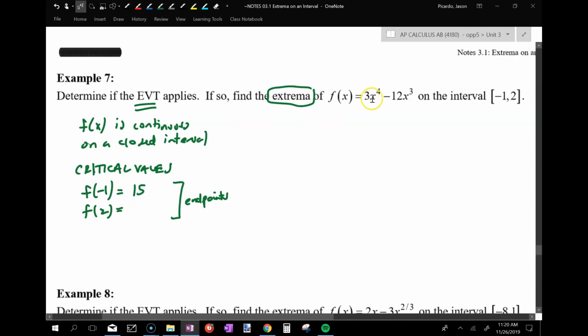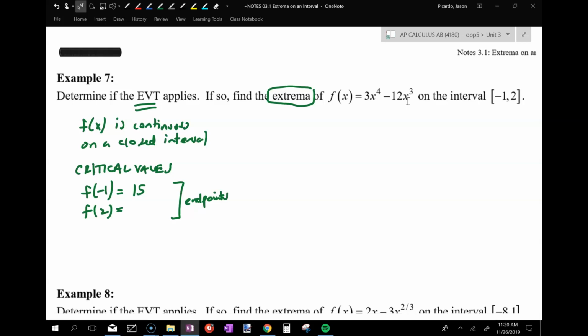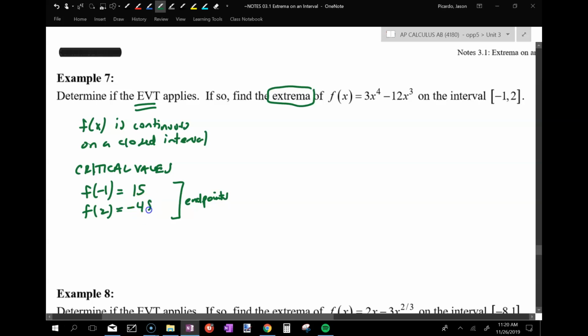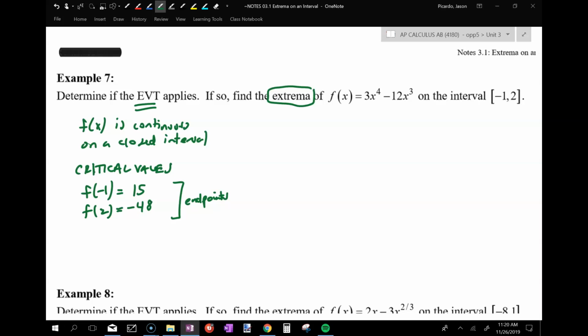All right, plug in 2. 2 to the 4th is 16. 16 times 3 is 48. Minus 36? No. 96, minus 96, 36, 40, -48. Somebody check that for me. I'm pretty sure it's -48. Go ahead, Evan. I want to really make sure.